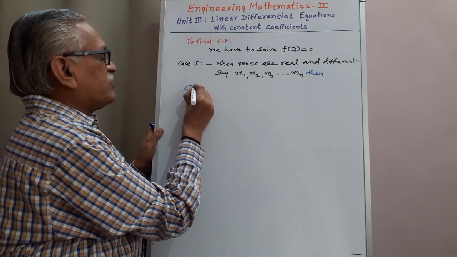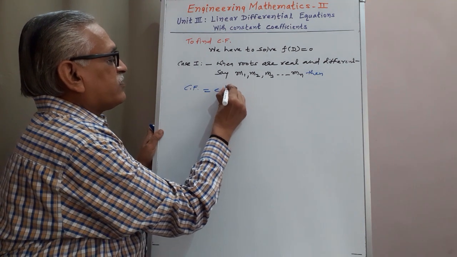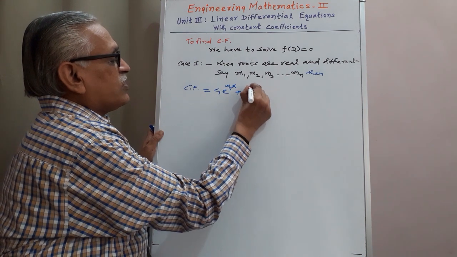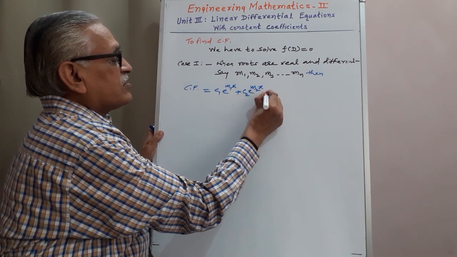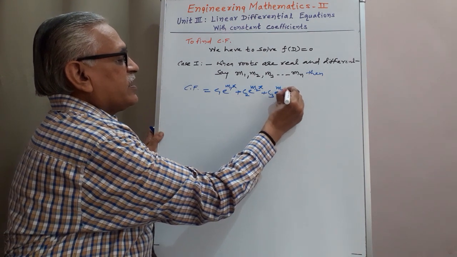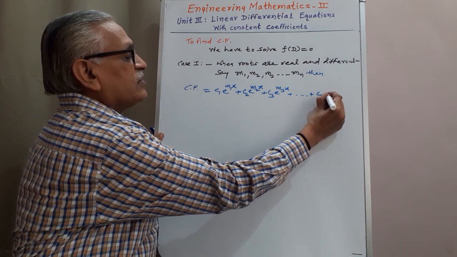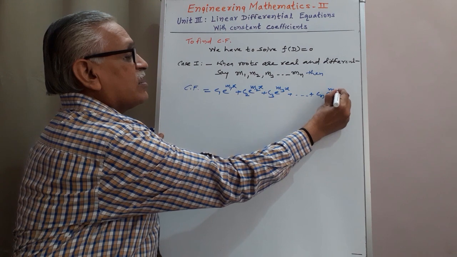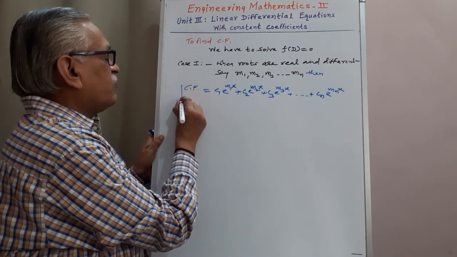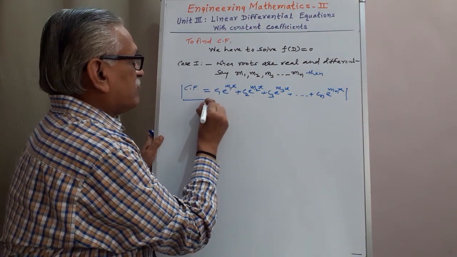Then that complementary function is given by c1 e^(m1 x), plus c2 e^(m2 x), plus c3 e^(m3 x), and so on. The last is cn e^(mn x). By using this, we can determine that complementary function.